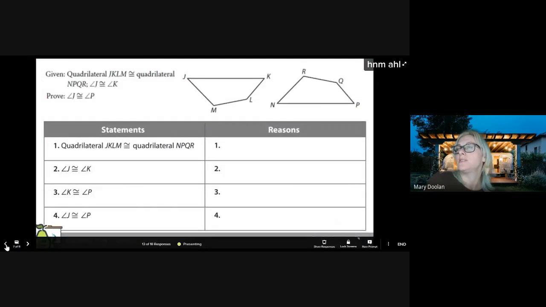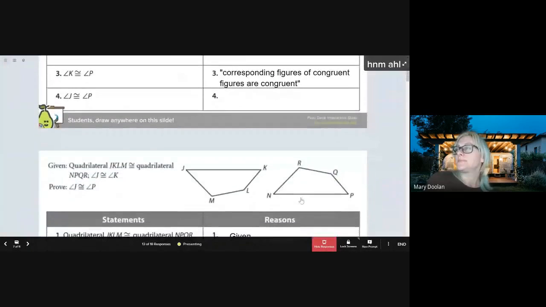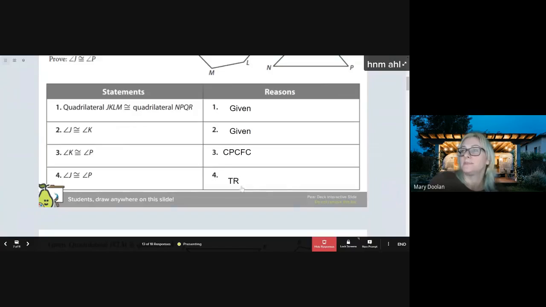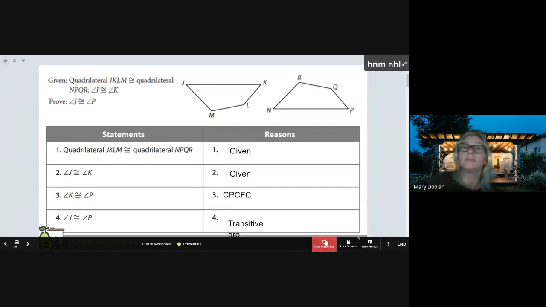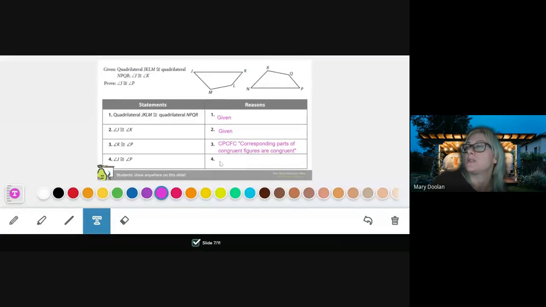Good. This person's on it. Okay, so I'll leave you right here on this slide, so you could type in transitive property of congruence. And I'll share this with you. I'll show you how it looks. So if you're in the Meet, you can see what I'm typing, and then you can add it to your slide. Transitive property of congruence. Okay, because we did J is to K, K is to P, therefore J is to P. And I did see someone trying to type something along those lines, which is great.